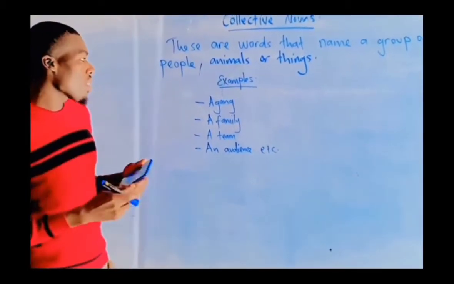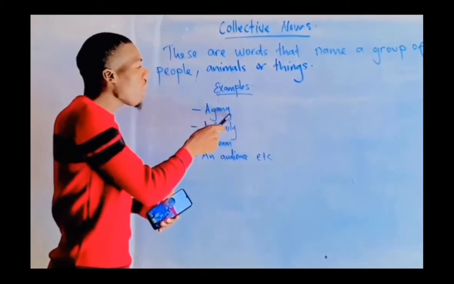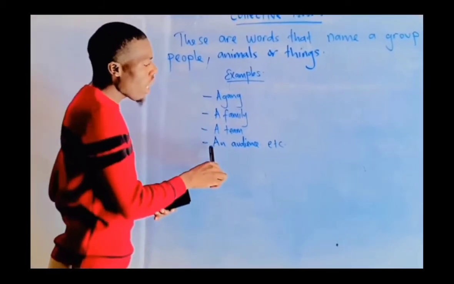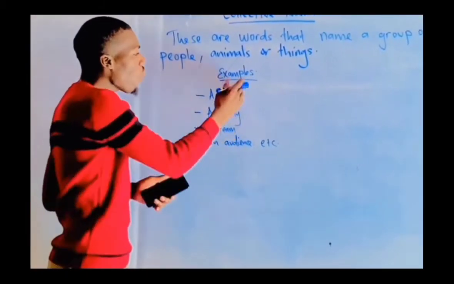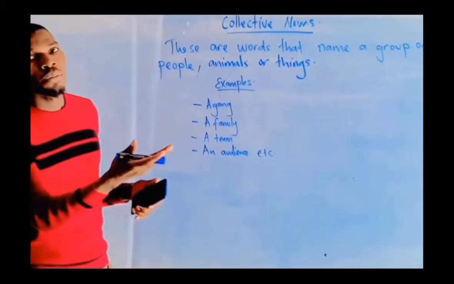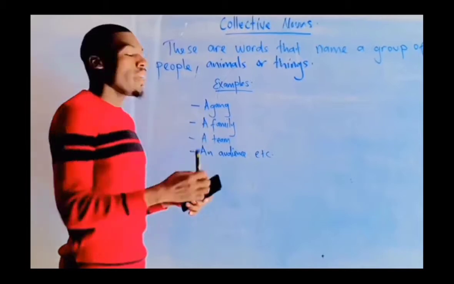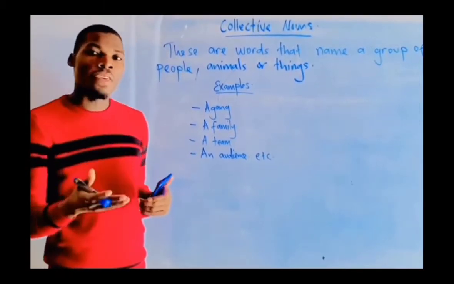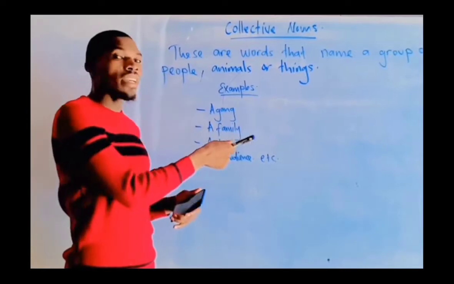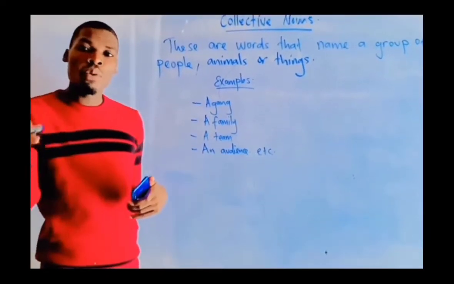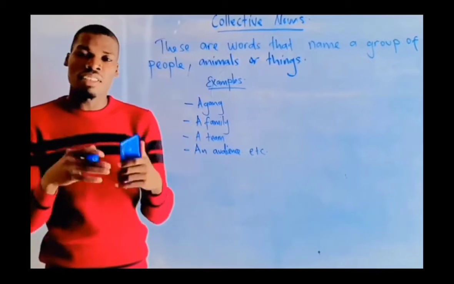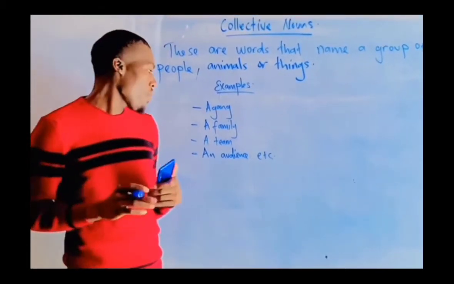Let us get some examples. A gang, a family, a team, an audience. These words name groups of people. For instance, a gang can be a gang of thieves, or a gang of laborers. A family is a group of people who are related and they are staying together. That can be a family.